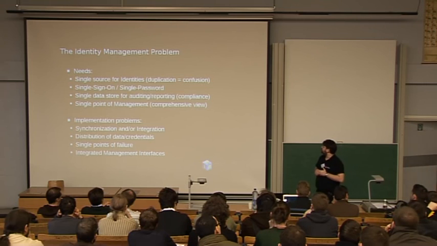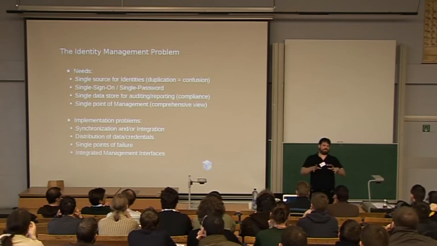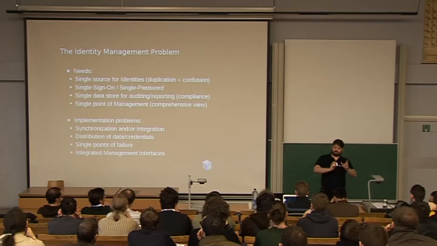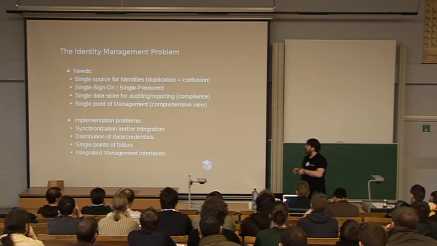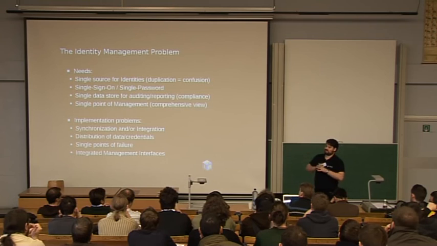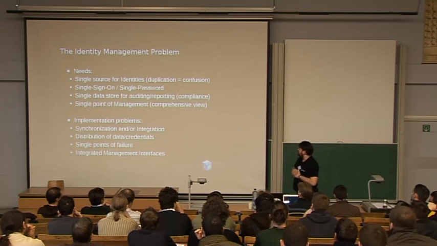And finally, you want a single point of management. You want to have a comprehensive view. You don't want to have multiple systems you have to touch just to create a user identity. You don't want to go in one place to create a user and give it, for example, its POSIX attributes like the user ID and group ID and stuff like that, and then go to another system to set the password, and maybe another system to set some other attributes of the user or preferences or the policies. You just want to go in one place so that you can see everything about the user in one single comprehensive view. So what are the implementation problems to achieve that?